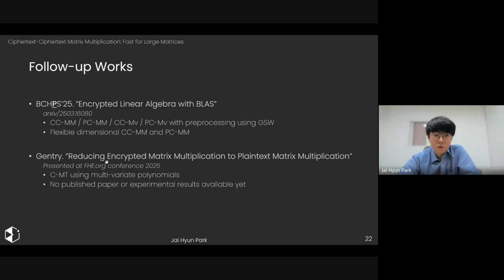Also, at the FHE.org conference in Sofia this year, Craig Gentry presented some similar work to this talk. In his talk, he suggested another CMT algorithm using multivariate polynomials. But until this morning, there was no published paper or experimental results available yet, so I couldn't precisely compare his method to mine.